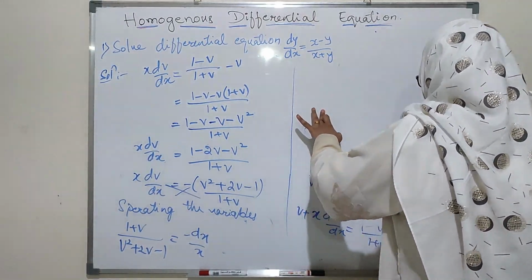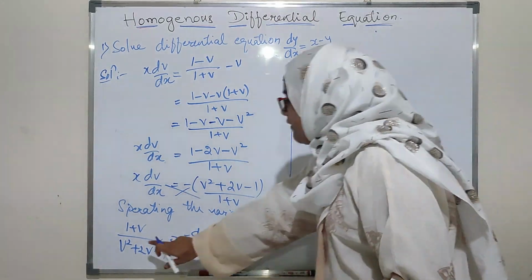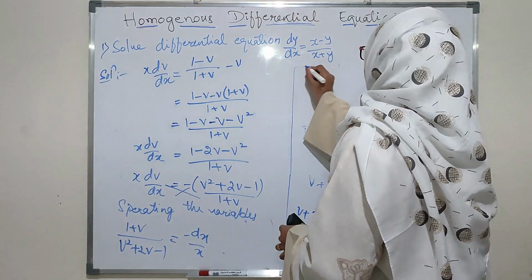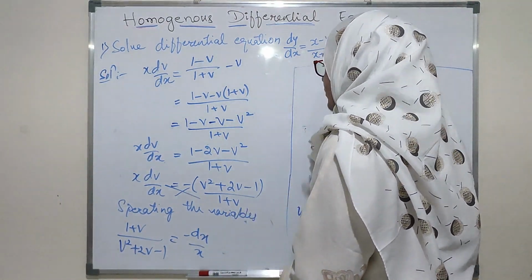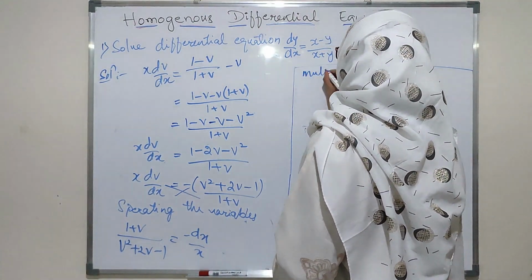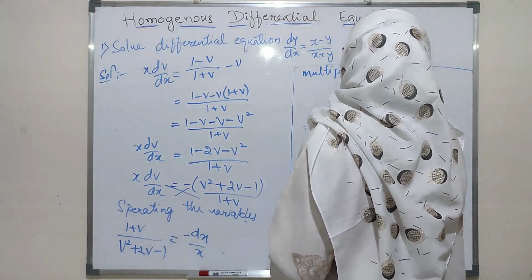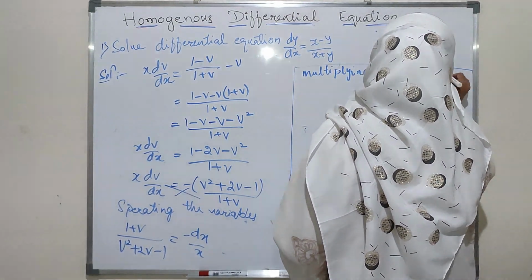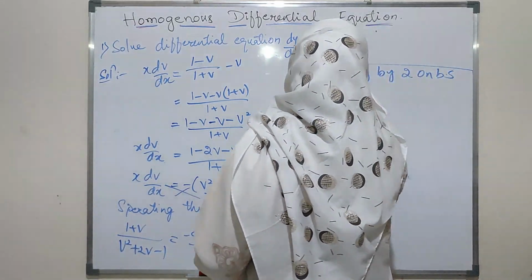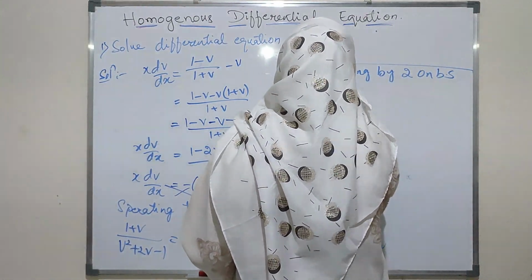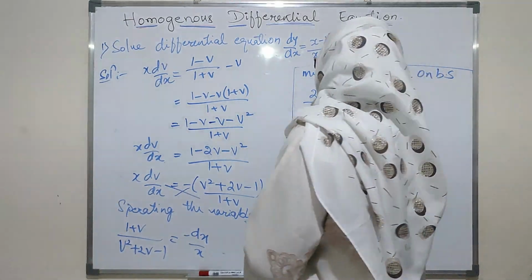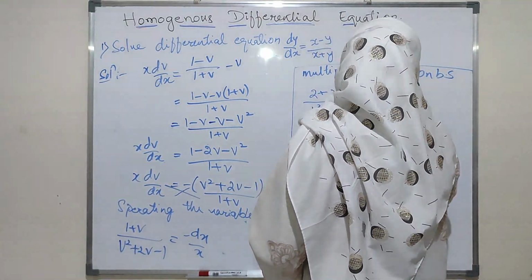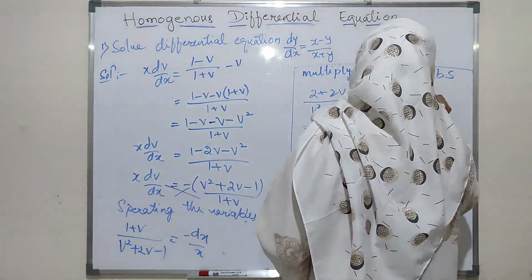Now we have to multiply. Here we are having v square, here we are having 2v. So multiplying both sides of this equation by 2, then you will get 2 plus 2v divided by v square plus 2v minus 1 is equal to minus 2 by x dx.